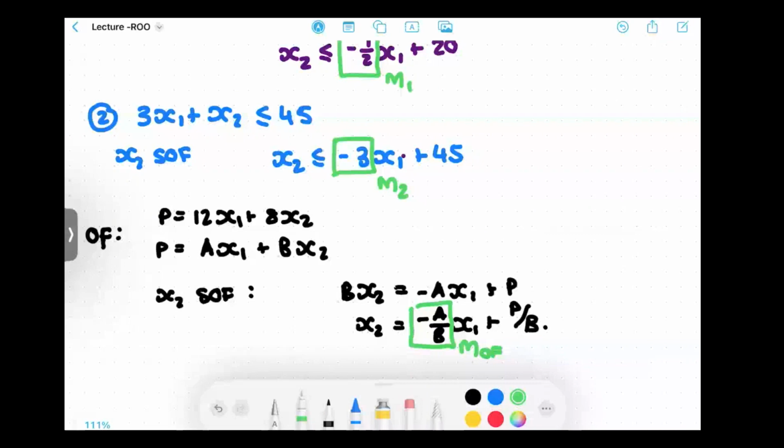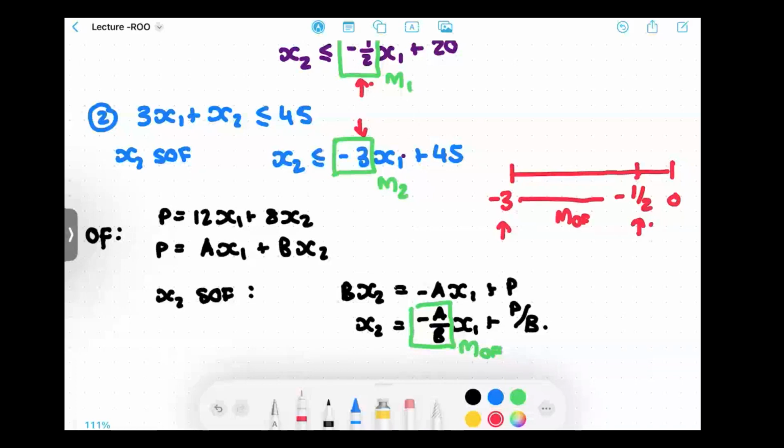So remember, it has to be between M1's gradient and M2's gradient. So we need to figure out which one's bigger and which one's smaller. So let's just quickly do the number line again, because we have a minus 3 and a minus 2. Minus 3 comes there and minus 2 there, and then you have 0, etc. So this is the smallest one, and that's the biggest one. So we know the m of our objective function needs to sit somewhere in between these 2 points. So we're going to write that.